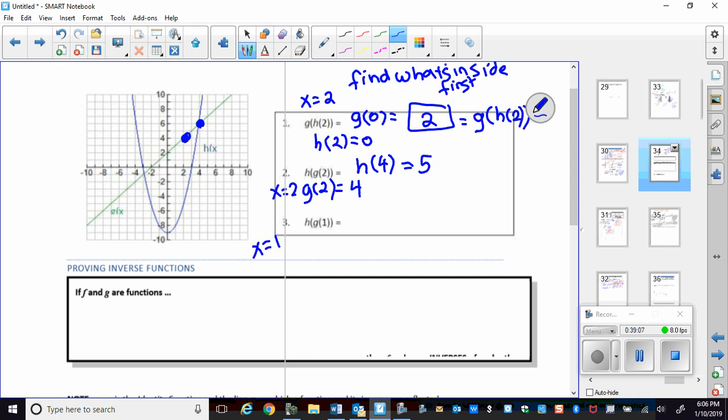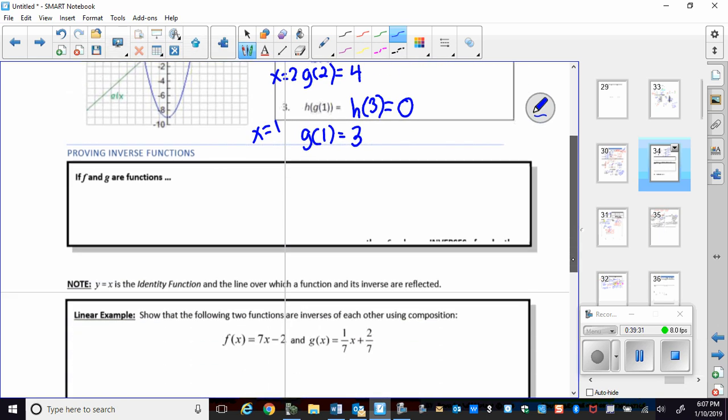For x equals 1, I'm looking for g of 1. So I'll go right 1 up to g. Okay, and then get h of 3. So I go right 3 up to h. And h of 3 is 0.